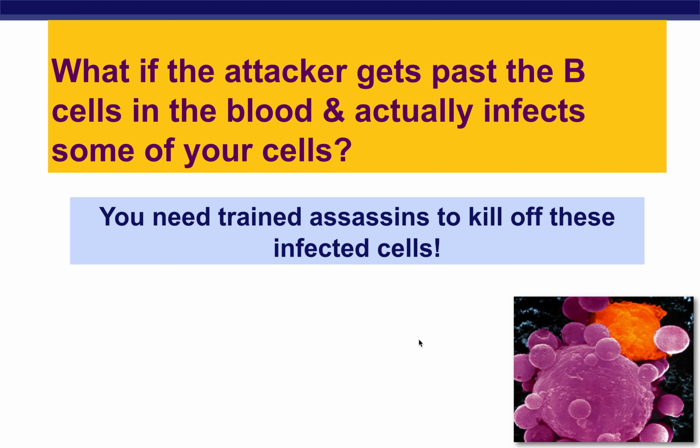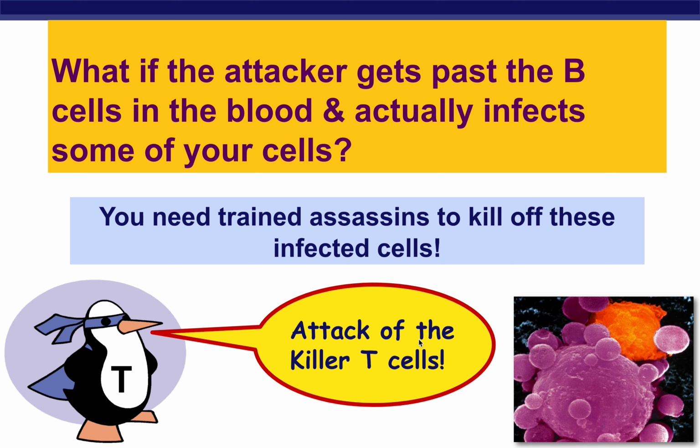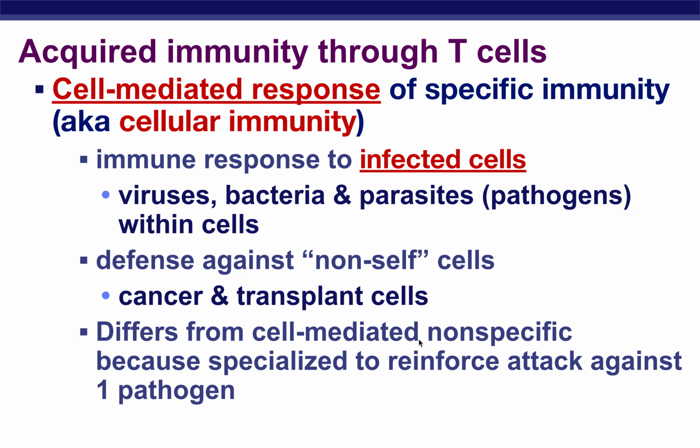So, if attackers get past your B cells and the antibodies they produce in your blood and they're inside your cells, you're going to need those trained assassins, those T cells, specifically killer T cells, also known as cytotoxic T cells, to destroy those infected cells. So, cellular immunity is all about T cells. They're the immune response you need against cells infected by pathogens.